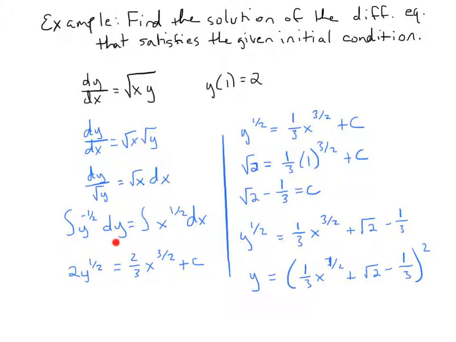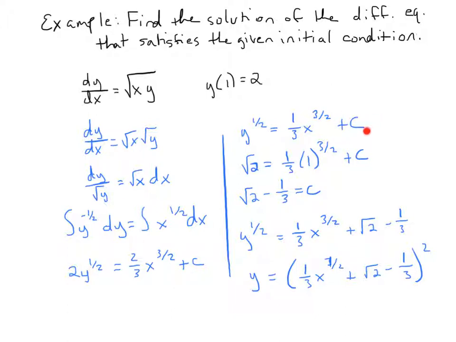Then we take our integrals, so the integral of y to the negative 1/2 is 2 times y to the 1/2, and then the integral of x to the 1/2 gives me 2/3 x to the 3/2. And I'm going to go ahead and put my plus c on the side with the x, just because. I could put it with the y, but then I'd have to move it over here anyways. Because the next step is solving for y, so I divide everything by 2.